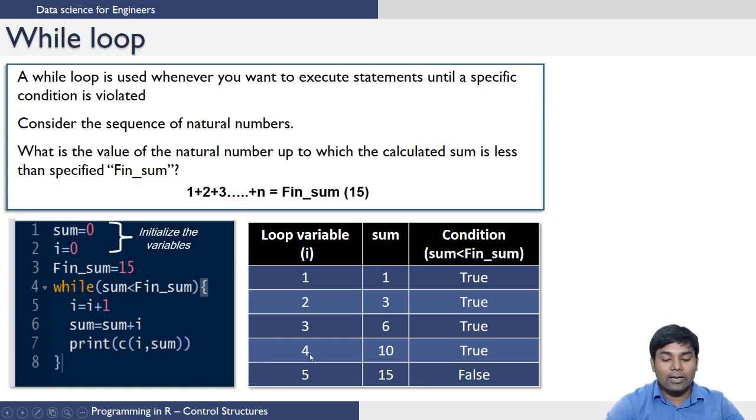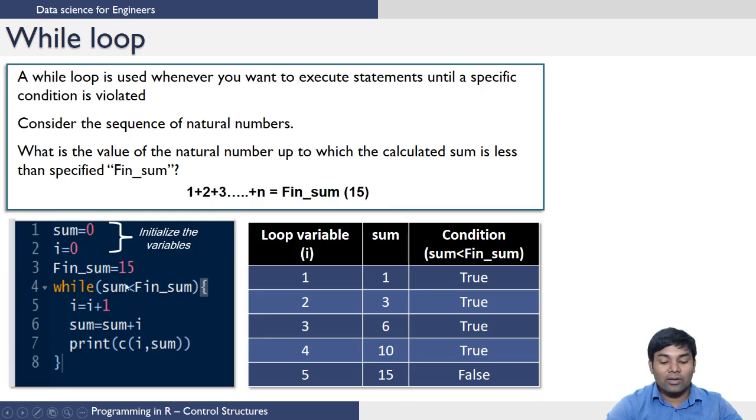Let us understand how it works. For the first time, i is 0, it will check the condition sum is less than final sum. The condition is true. What it does is it will increment the i by 1. So i plus 1, which is 0 plus 1, you will get the loop variable as 1, and the sum is 0 plus 1. So sum also gets the value 1. Now this statement prints this first line. Now it will go to the next iteration.